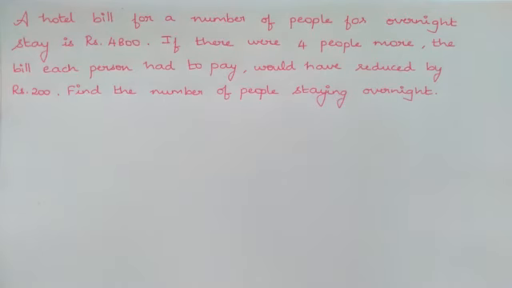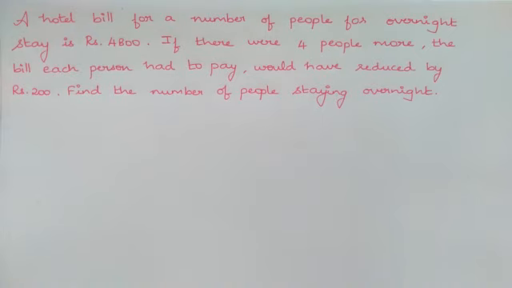A hotel bill for a number of people for overnight stay is rupees 4800. If there were 4 people more, the bill each person had to pay would have reduced by rupees 200. Find the number of people staying overnight. So this is the question.